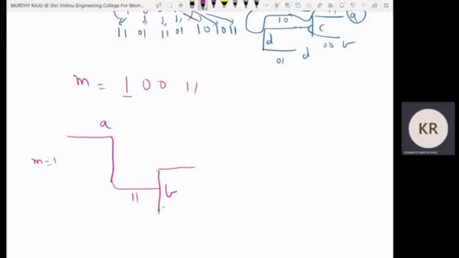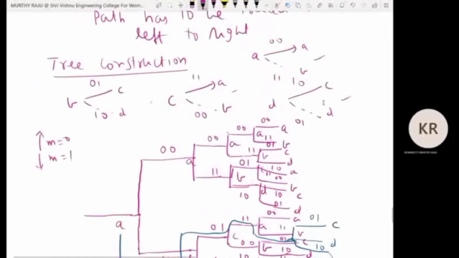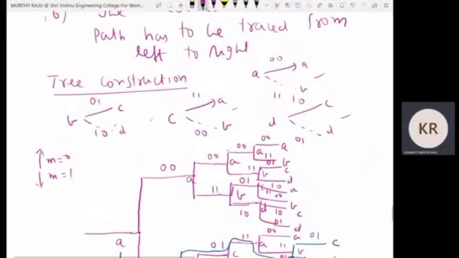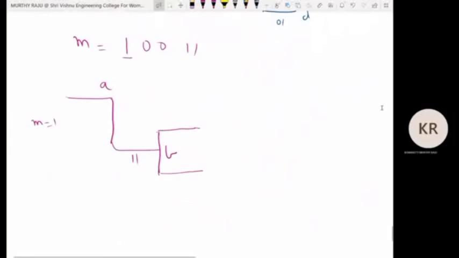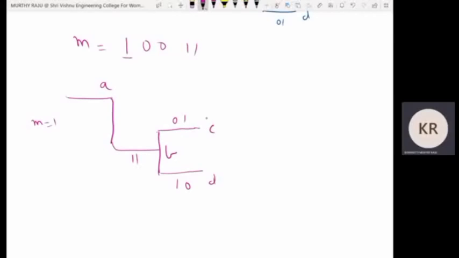Two possibilities are there for B: B to C with output 0 1, B to D with output 1 0. Next, again for C, two transitions are there, and for D, again two transitions are there.